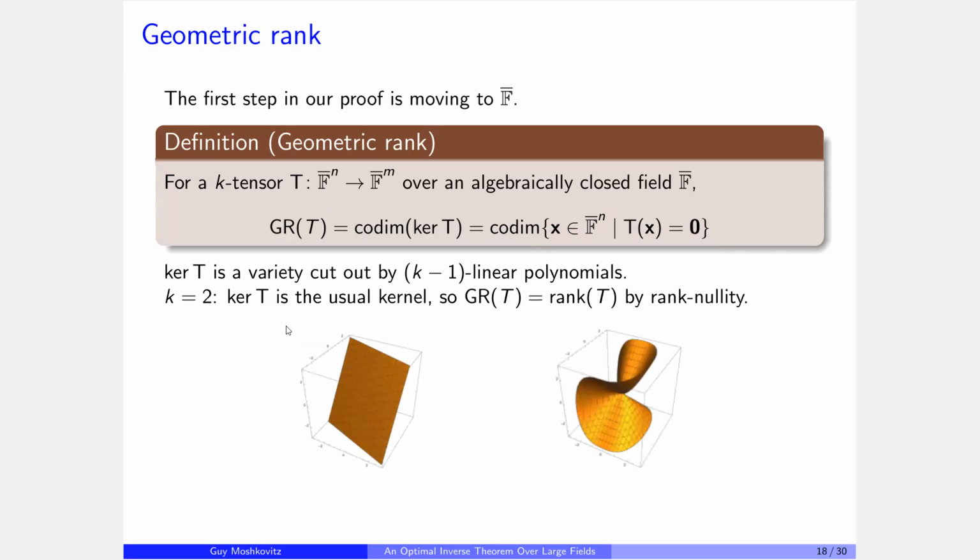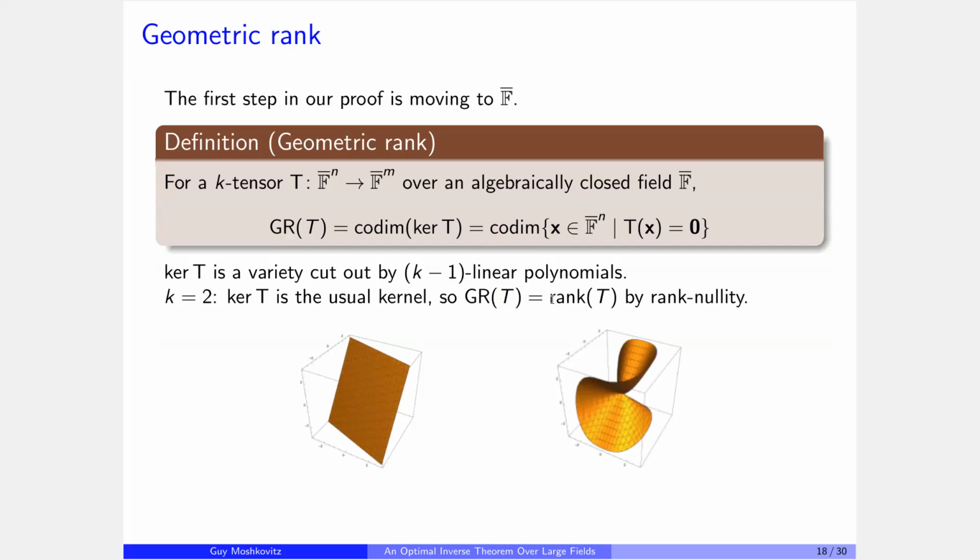So if k equals 2, then this T is a linear map. So we have a bunch of linear equations cutting out the variety. And so this variety is just a linear subspace. So it's a flat variety. And if it's a flat variety, then its codimension is just the usual notion of codimension from linear algebra, n minus the dimension from linear algebra.